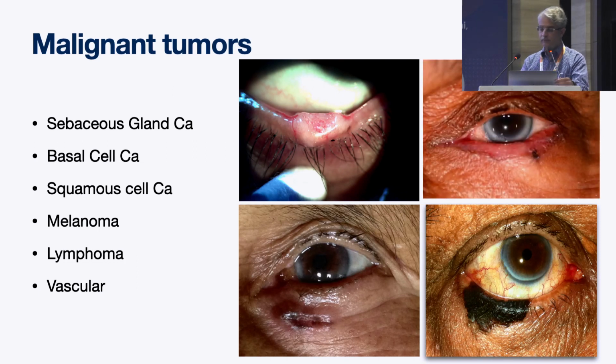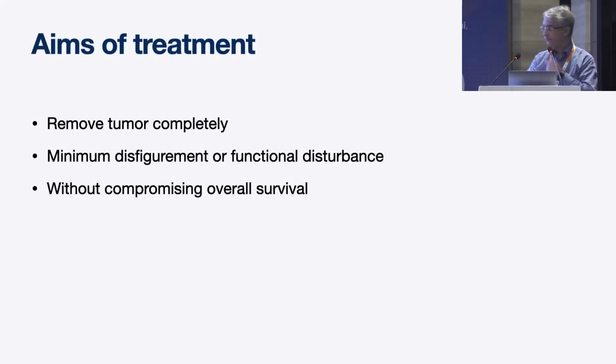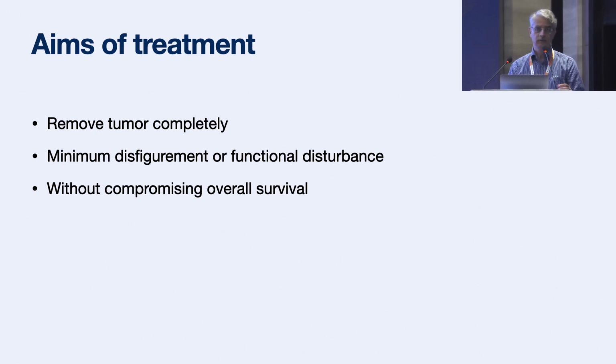Now, our aim of treatment when we talk about malignant tumors of the eyelid is, number one, to try to remove the tumor completely and not leave any residue. Second is to cause minimum disfigurement or functional disturbance with our treatment. And number three is, whatever treatment we choose to do, it should not compromise the overall survival of the patient. That should always be kept in mind: no point trying to give cosmesis to a patient while putting the life at risk.